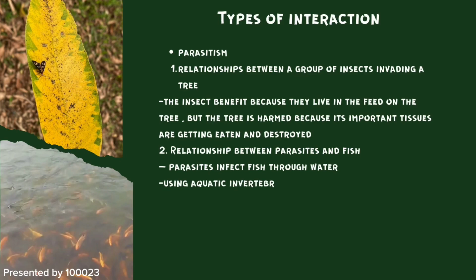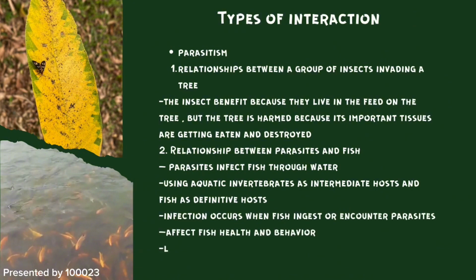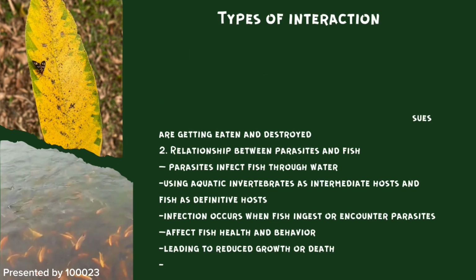Next, the relationship between parasites and fish. In the lake ecosystem, parasites infect fish, affecting their health and behavior. Parasites are transmitted through water or prey. They can cause reduced growth, reproductive issues, and even death. High parasite loads can impact fish populations and ecosystem dynamics.